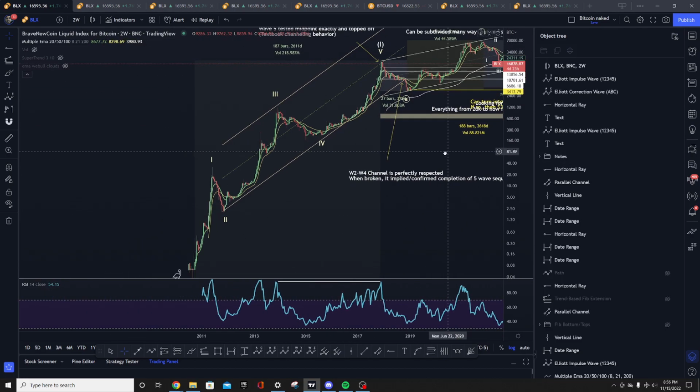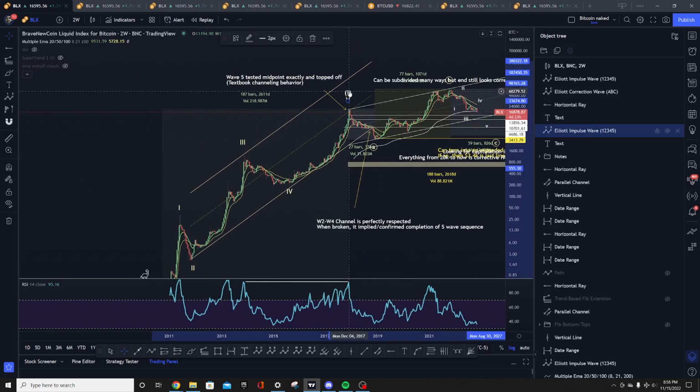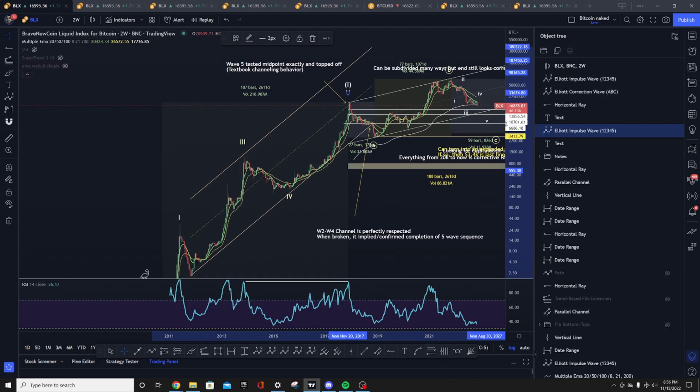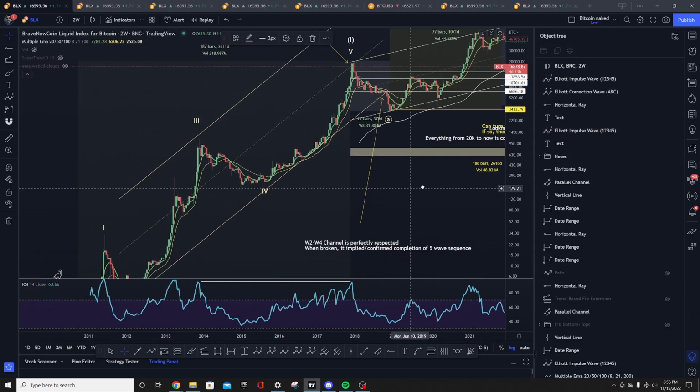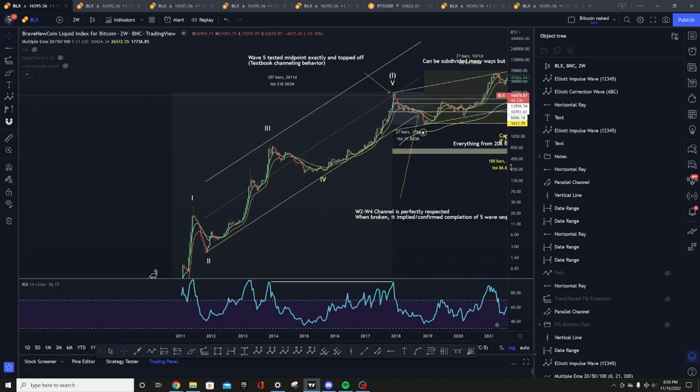Cycle 1 to $38, cycle 2 to $1, cycle 3 to $13.66, cycle 4 to 170 or 180 or whatever, and then cycle 5 was at 20K, and that would be SuperCycle 1, and everything else is SuperCycle 2. But before I jump into this, let's dive deeper into this impulsive channel, or impulsive move.